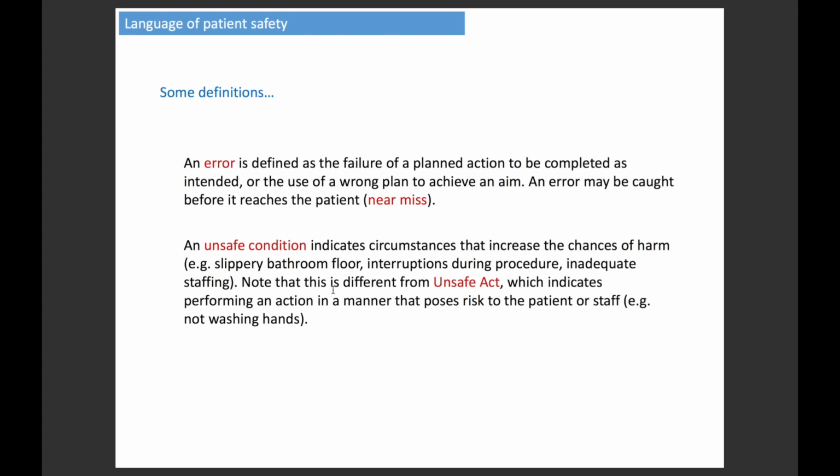That's very different from an idea called unsafe act, which indicates performing an action in a manner that poses risk to a patient or staff. In other words, a deliberate action, that someone walked in a room and changed the dressing, didn't wash their hands, or infection control procedures were on the door, or someone didn't do a timeout during a surgery. But an unsafe act could also be a behavior. Someone who's dominating, not listening, could, in certain circumstances, be considered an unsafe act.